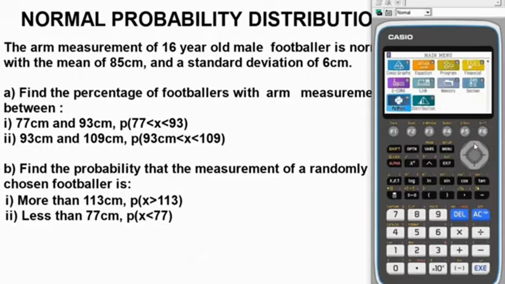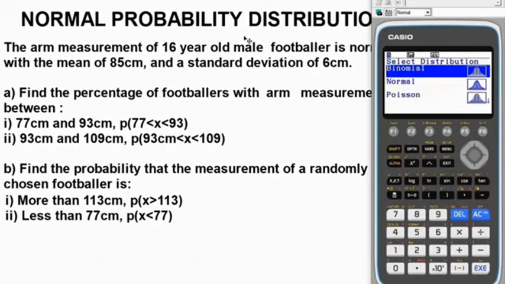To do that, you navigate to distribution. So this is distribution. Press execute for it. Okay, since we want to solve normal probability, which is option 2 here. So this is normal probability. Press execute. Okay, now pay attention very well here.